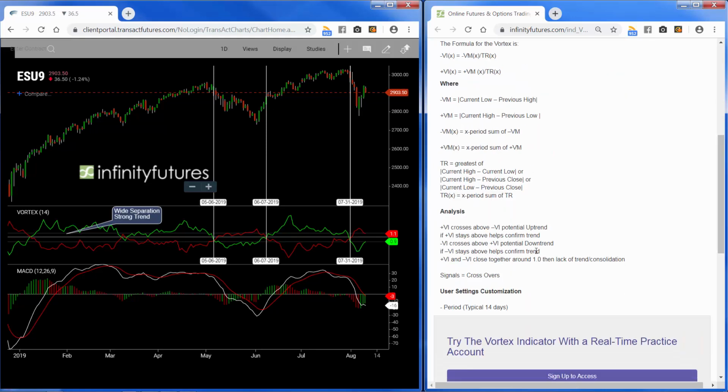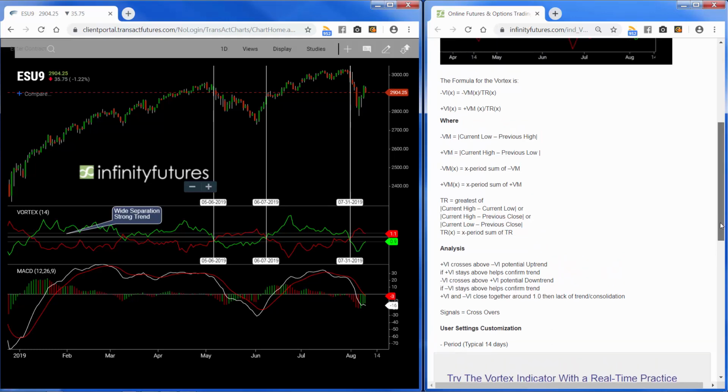Again, the analysis is when the plus VI crosses above the minus VI, there's a potential uptrend. If the plus VI stays above, it helps confirm the trend. When the minus VI crosses above the plus VI, it's a potential downtrend, and if the minus VI stays above, it helps confirm the trend. If they're close together, hovering around 1, it could be considered a lack of trend or consolidation. And again, the typical period is 14.